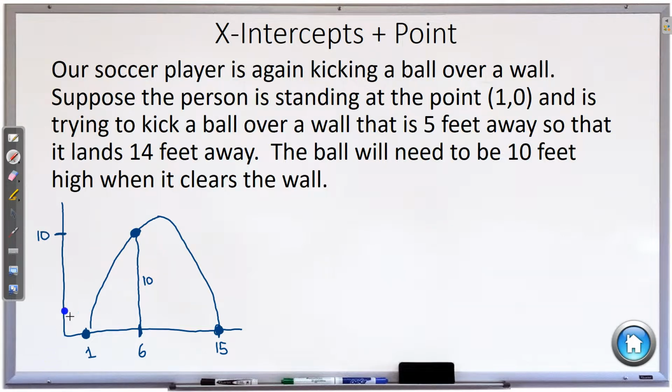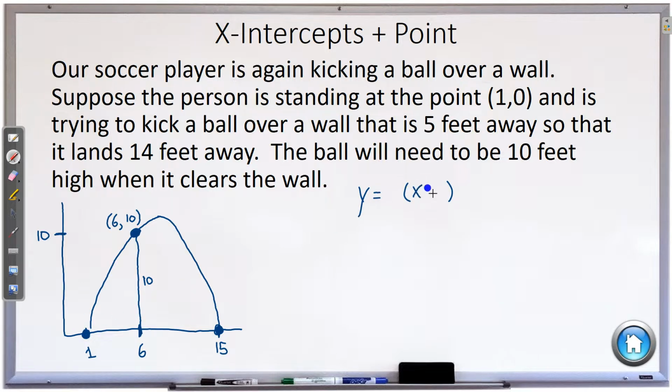So we have 3 points. Our first point here, 1, 0, 15, 0. But now we also know this point, which is not the vertex, sadly, is the point 6, 10. So we can't use vertex form because we don't know the vertex. We have to use factored form because factored form tells me my two x-intercepts. So my first x-intercept is 1.